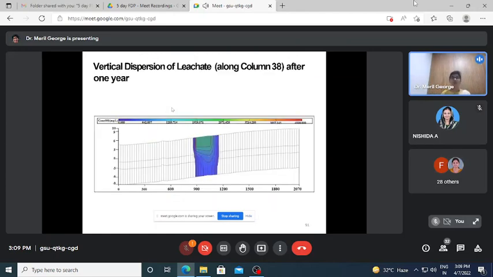Here it shows the vertical transportation of leachate after the same period, that is 1 year. I have taken this along the same column, that is 38, which was passing through the center of the dumping.